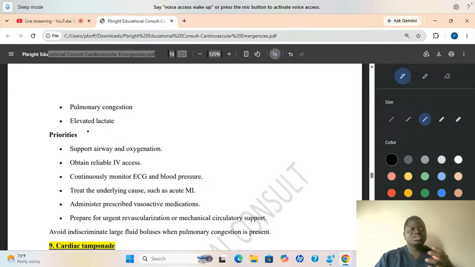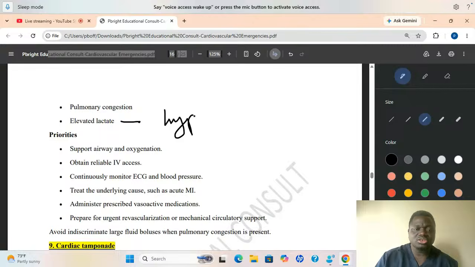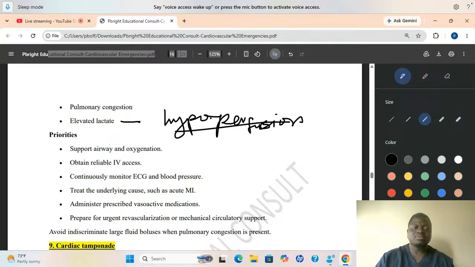Yes. Pulmonary congestion and elevated lactate due to what? Hypoperfusion. Hypoperfusion. If you get lactate is so high, it means that what? I'm not getting enough blood to the cells. So the cells are building what? Lactic acid, causing what? Metabolic acidosis.